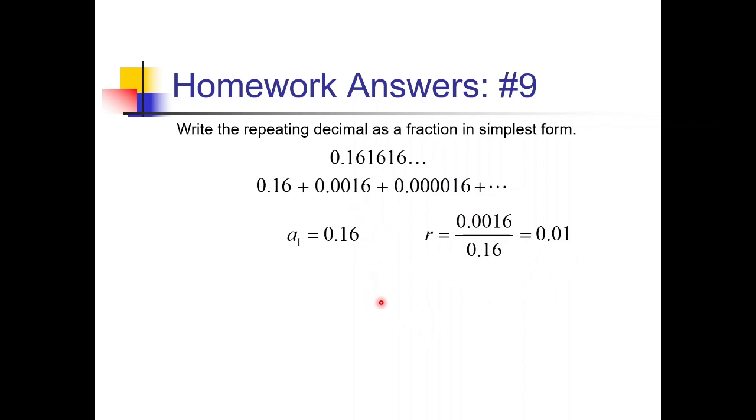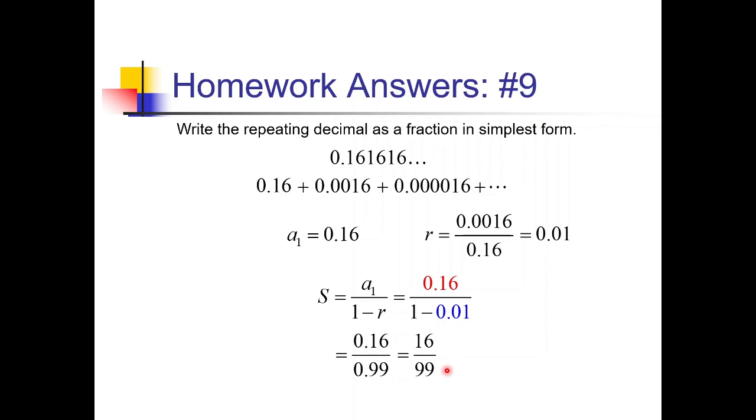Let me go ahead and put that all in my formula. So we have a1 over 1 minus r. So 0.16 over 1 minus 0.01. This is 0.16 over 0.99. I can multiply both of these by 100 to move that decimal. So this is going to become 16 over 99. And there's no common factors between 16 and 99, so this is as good as it gets.